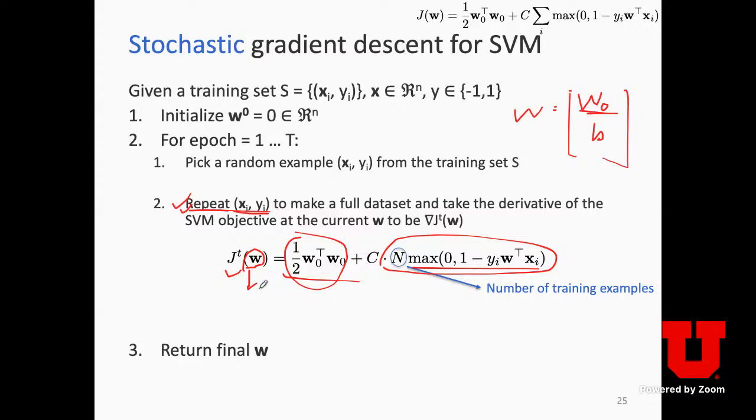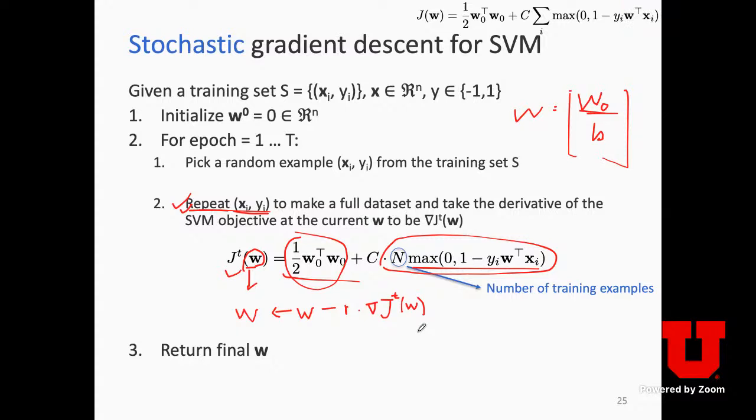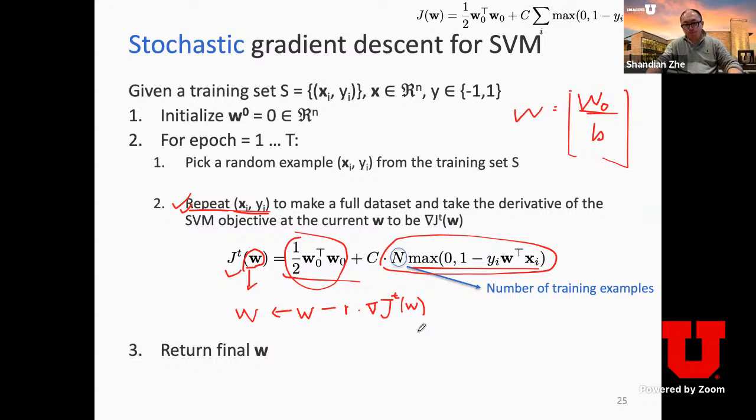And with JT of W that we're calculating here, how do we use it to update our weight vector? You just calculate the gradient of JT and apply gradient descent. If you write it down, it will be W equals W minus some learning rate times the gradient of JT. Just notice that the gradient of JT is not the true gradient. The true gradient goes through every training example to calculate the gradient, but here we just pick one example, calculate its loss, and multiply it by n.